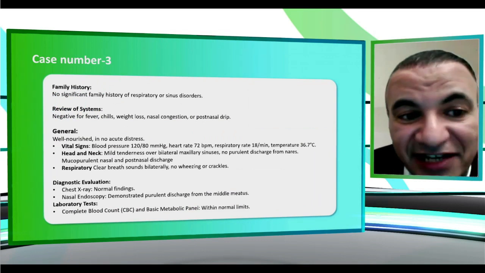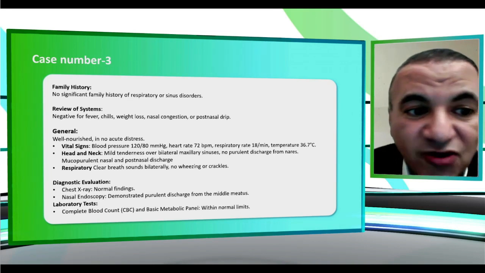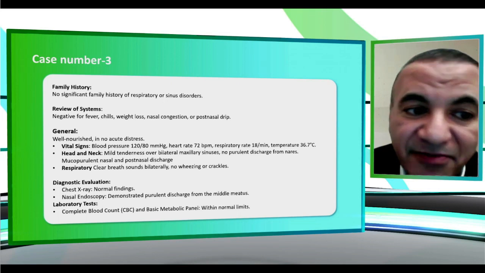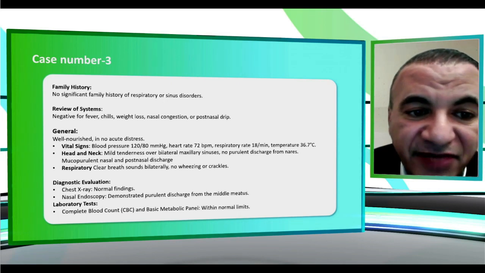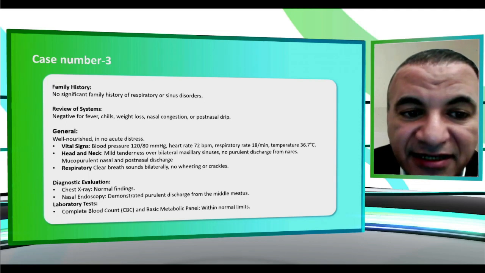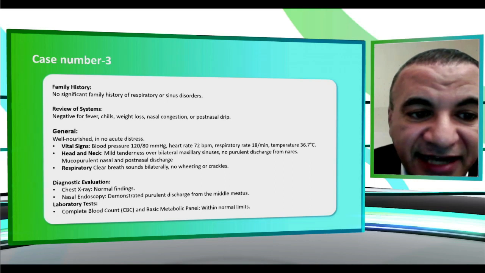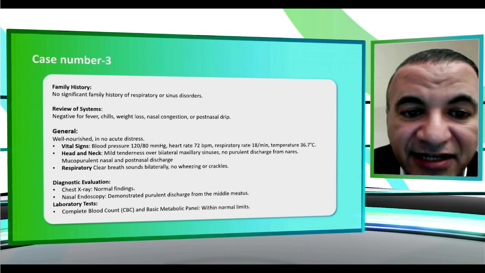There is no significant family history of respiratory or sinus disorders. He is negative for fever, chills, weight loss, nasal congestion, or postnasal drip. When you examine him, vital signs: blood pressure is 120 over 80. Heart rate is 72, respiratory rate is 18 per minute. Head and neck: there is mild tenderness of the bilateral maxillary sinuses, no purulent discharge from the nares.